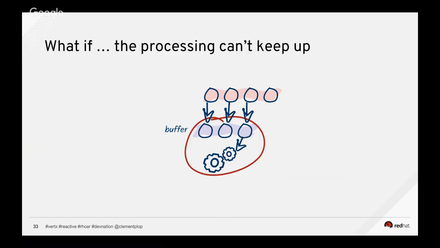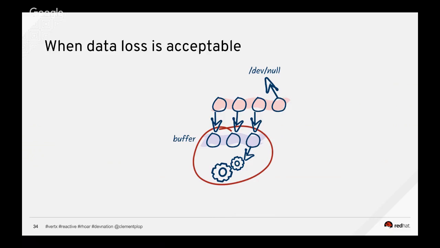If data loss is acceptable, just say it and say, okay, my buffer is only 3. And as soon as it's full, all the new data, I will just redirect to /dev/null. I'll just ignore them. So obviously, you can tune it to have the last one dropped, or the first one dropped, and so on. But that only works when data loss is acceptable. But what about when you can't have data loss?